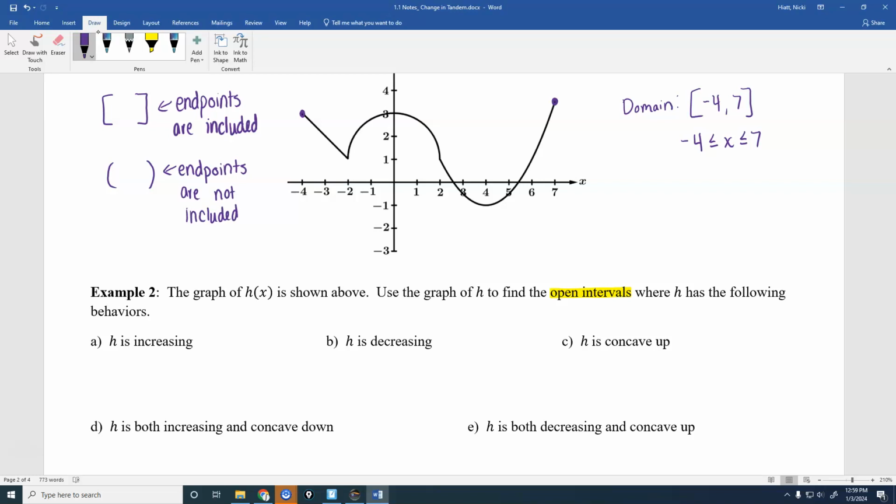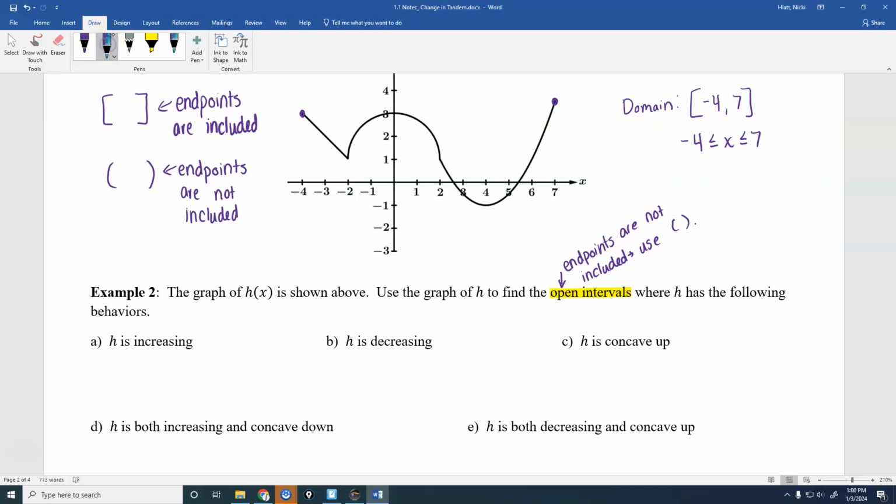So if this graph had open circles on the end showing us that those points were not included, then we would use parentheses instead. So I said all that to tell you guys that open intervals means the endpoints are not included. So we want to use our parentheses for this. Okay. Now, what AP is doing here by saying open intervals is they're avoiding a controversy.